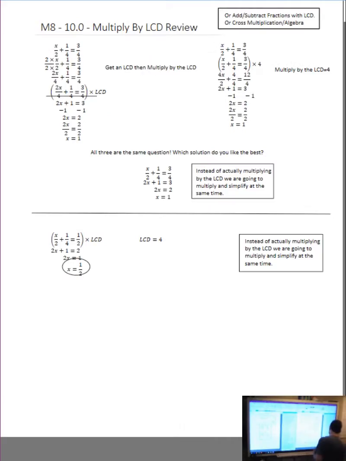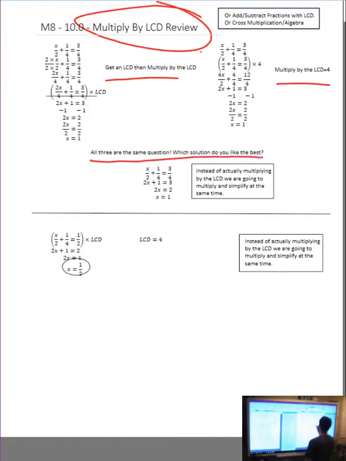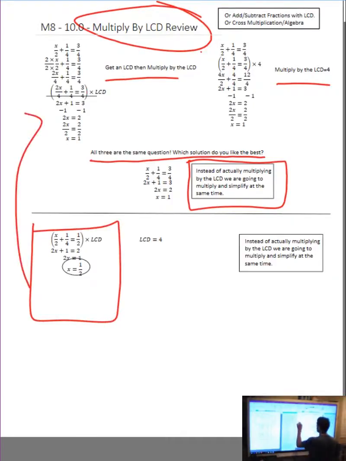A couple more. So multiplying by the LCD, I'm just going to circle the title. We're either going to get the lowest common denominator, then multiply by it, or instead of actually multiplying by it, we're going to multiply and simplify at the same time. Because this solution is much better than this solution. And the more you learn these advanced, simple methods, things are just going to come so much quicker in pre-calculus and calculus and whatnot, allowing you to do better in those courses and free up more time to do better in other courses.